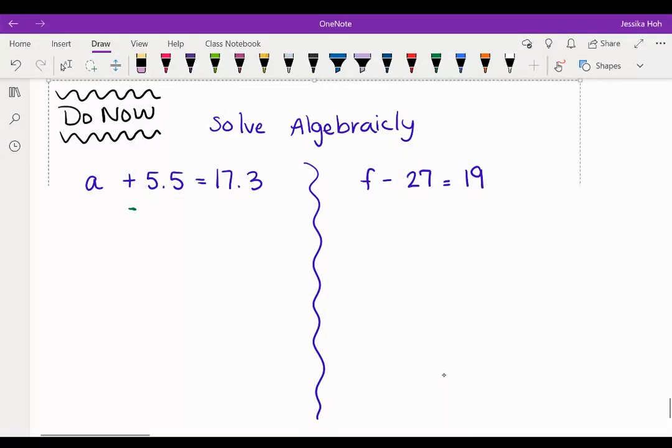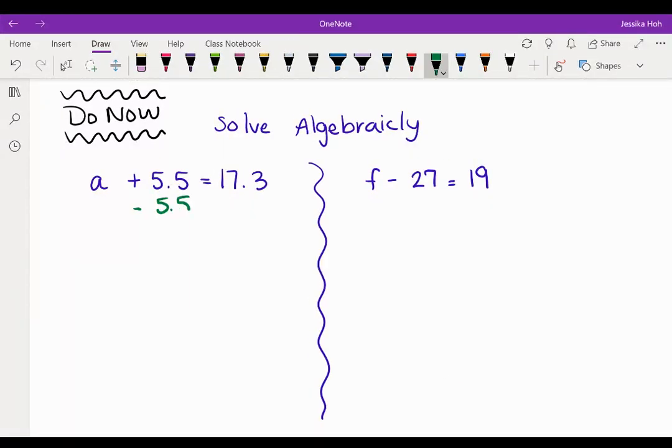I'm going to subtract 5.5 from both sides, leaving me with A equals, can do some borrowing, 13, 6. Bring the decimal straight down, and you should get A equals 11.8. You can check your answer to make sure you get the correct answer. You can plug in 11.8 for A.